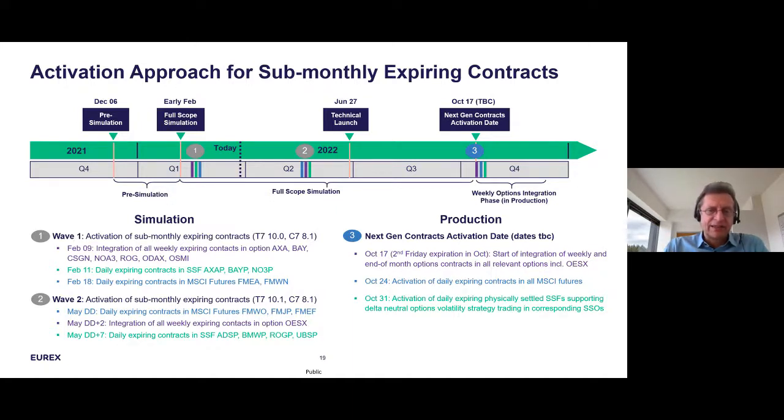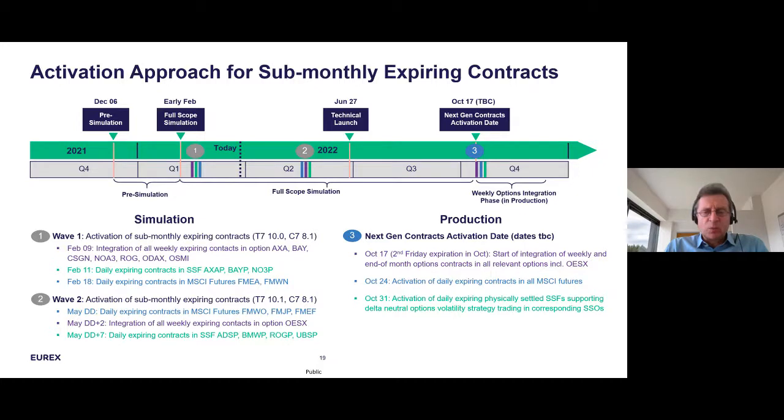This is basically the 14th of October, with the 2nd Friday expiration in order to trigger the integration of weekly expiring contracts in the main product. What that means in detail will come in a second on the next slide. But first, to mention that this will be started on the 2nd Friday in October. And since we do that week by week, it will take some additional time. It could take up to 5 weeks until the integration of weekly options is completed.